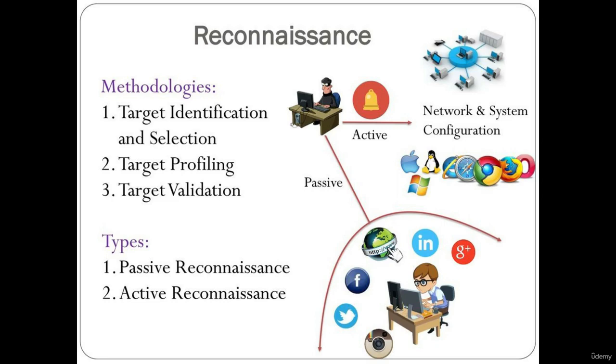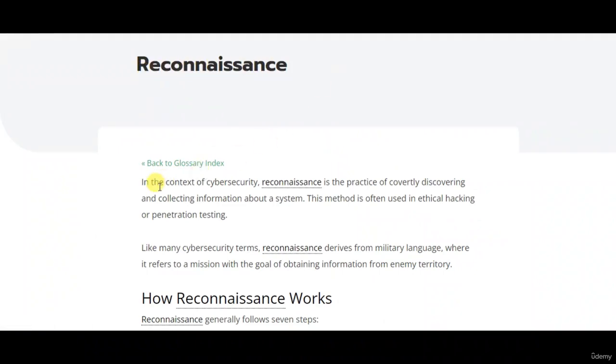There are two types of reconnaissance: passive reconnaissance and active reconnaissance. Active reconnaissance is network and system configuration related, and passive is website and web application related, and active is operating system, just like this.